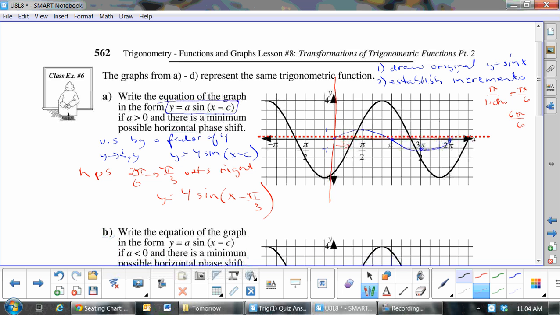Oh no, don't do 2 units, because it's not 2 units. That's why we had to establish that increment right from the beginning.